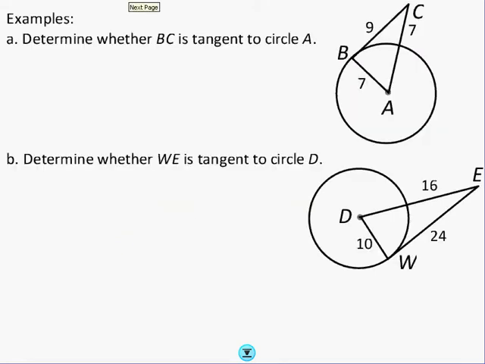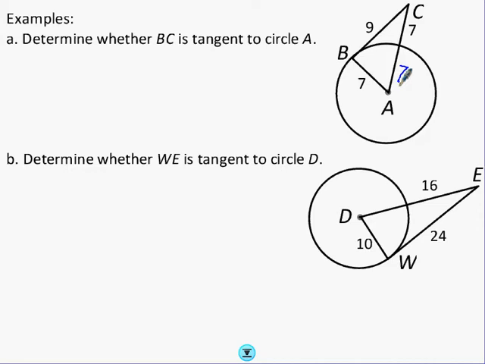Okay, determine whether BC is tangent to circle A. Well, if this were tangent, then this would be a right triangle. So I need to see if the Pythagorean theorem works. They didn't tell me all the sides, though. This part's 7. How long is this part? Well, it's a radius, so it's going to be 7 like this other one.